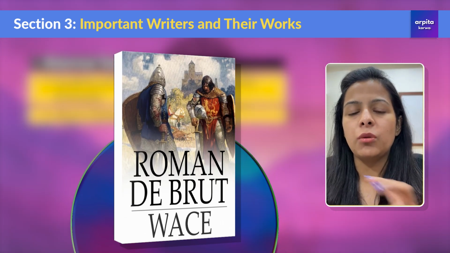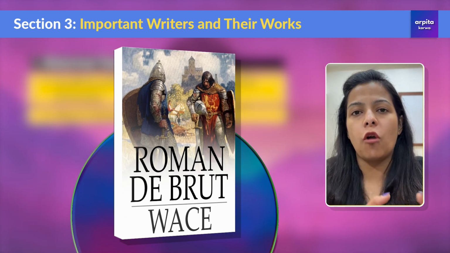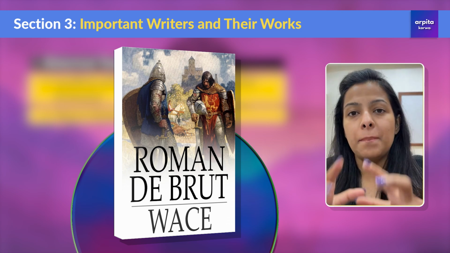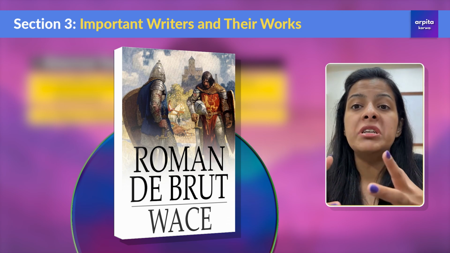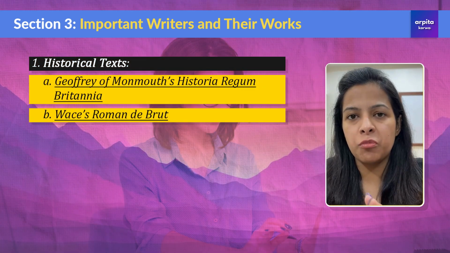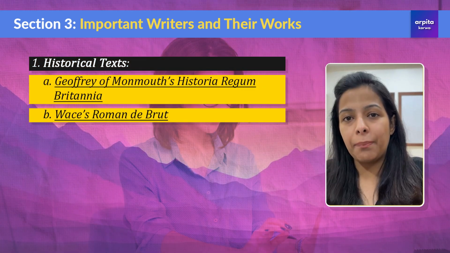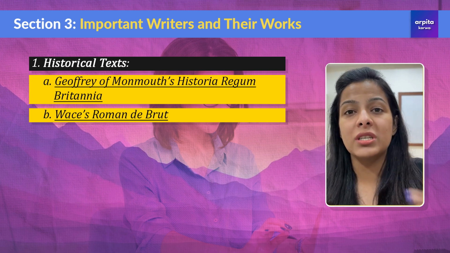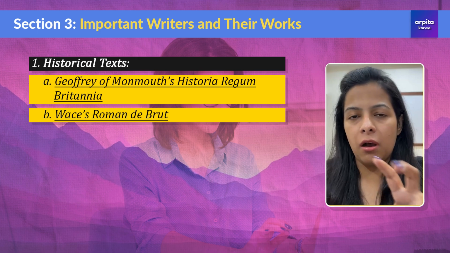Now, Roman de Brut was nothing but an adaptation of Geoffrey's work, but this was written in French verse, making it accessible to the Norman elite class. So, you can see Geoffrey of Monmouth wrote Historia Regum Britannia. Later, this was adapted by Wace and he wrote something called Roman de Brut, which was written in Norman French.